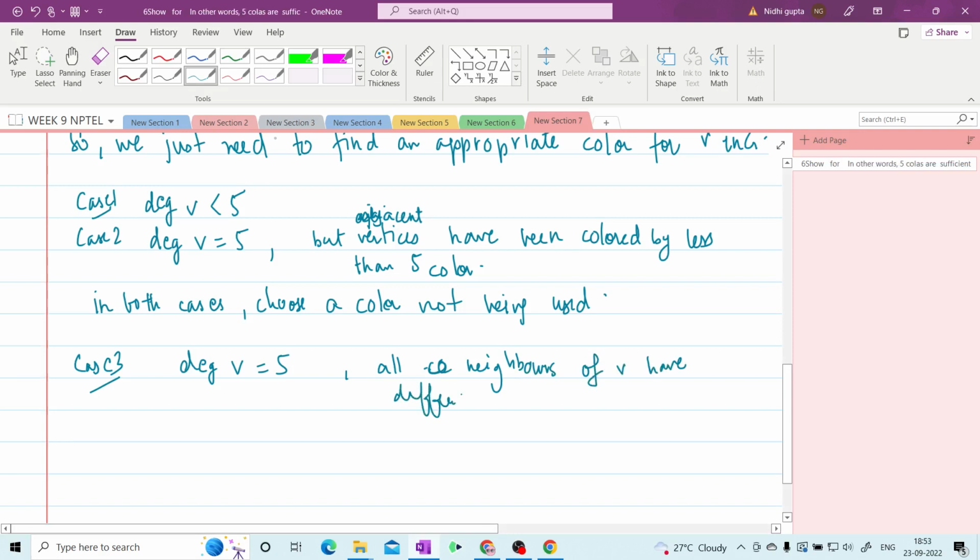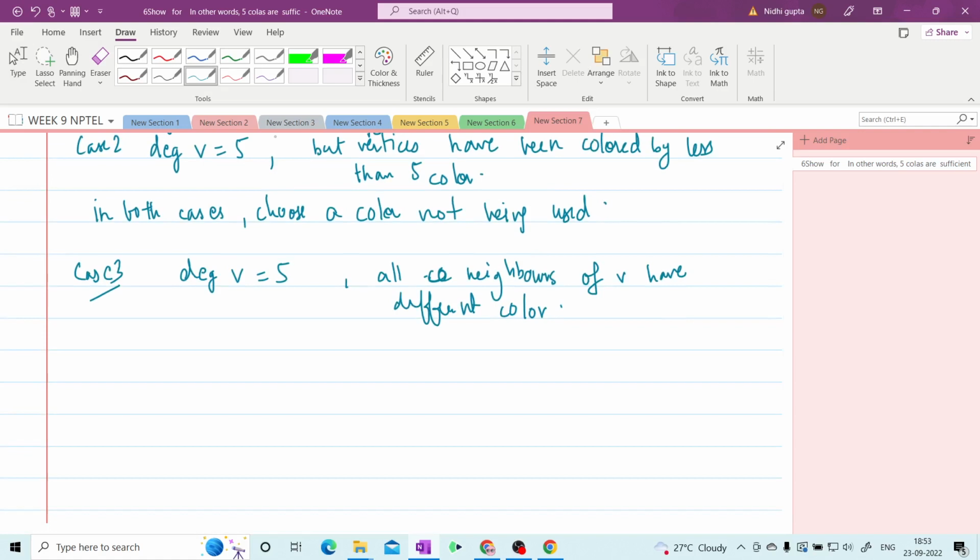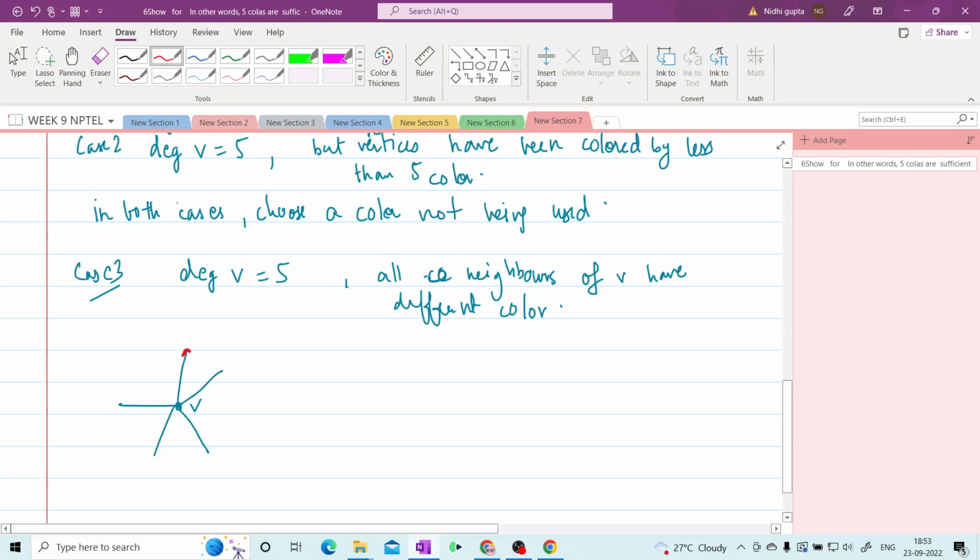In this case, what do we do? First let's draw a picture. If this is vertex V, its degree is 5, and each neighbor has a different color, say red, blue, green, gray, and black. So this is our case: a vertex V and all its neighbors have different colors.